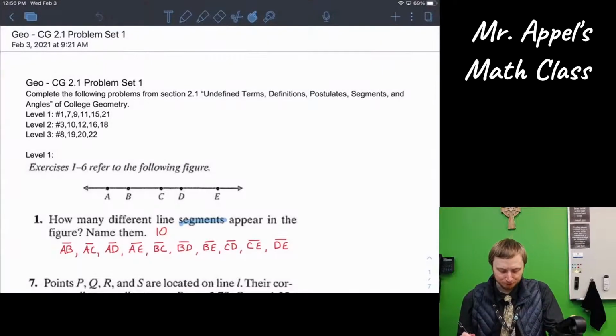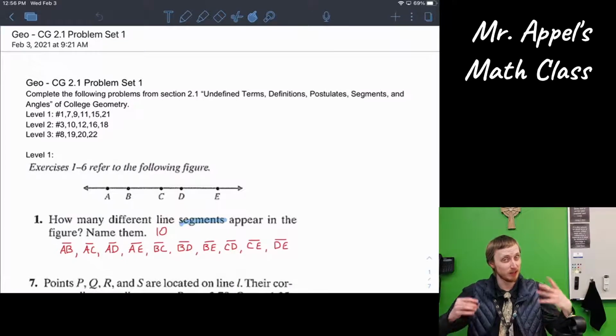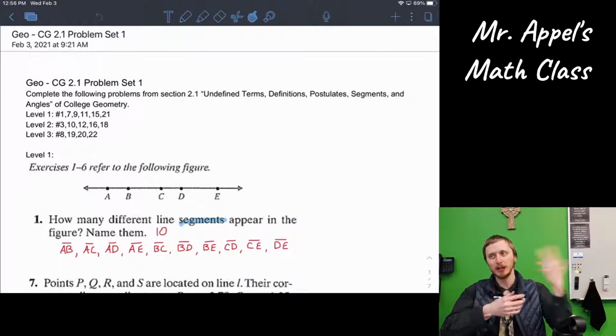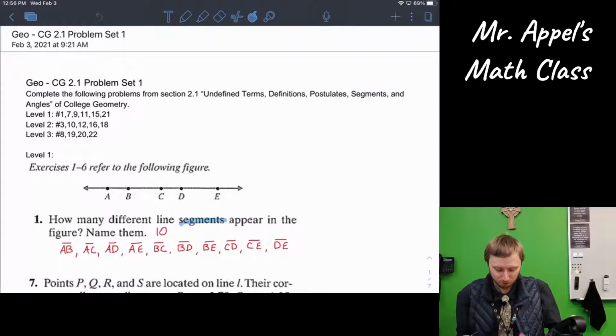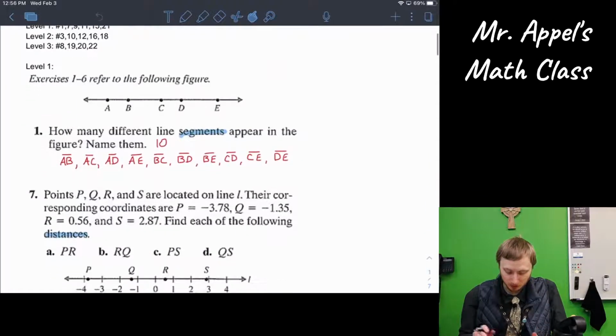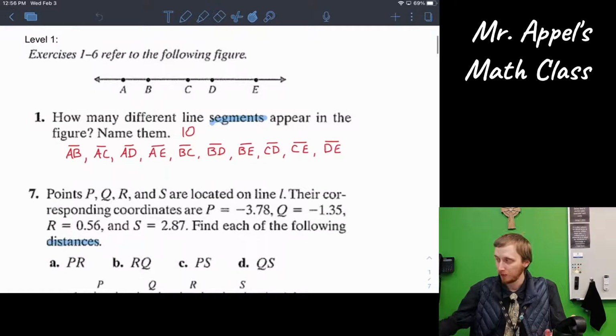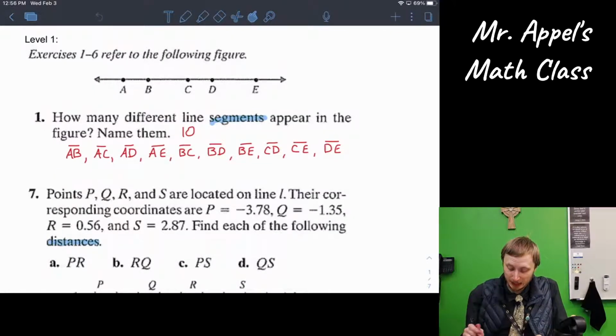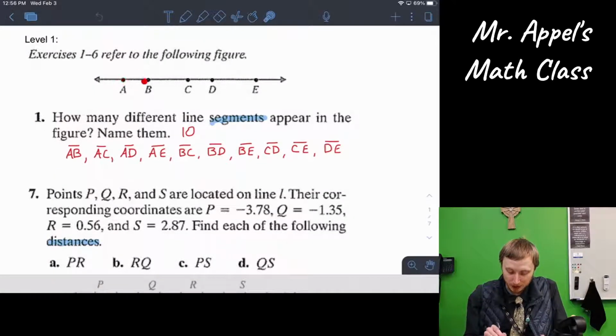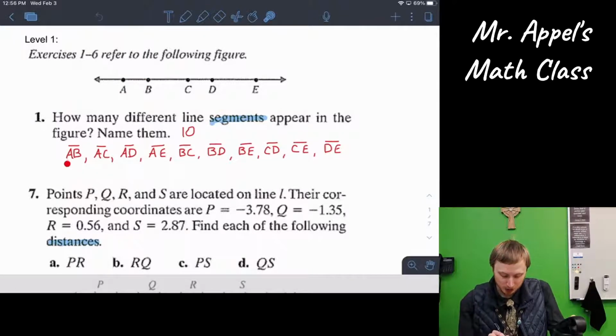So with that said, let's start by taking a look at answers to the previous problem set, the first set, and then hopefully you can use that information to help you on today's part 2. So here we go. First up we had naming all the line segments. Okay, so you're looking for end-to-end points. There were 10 of them total. Here they are. Every combination: AB, AC, AD, AE, BC, BD, BE, CD, CE, and DE.